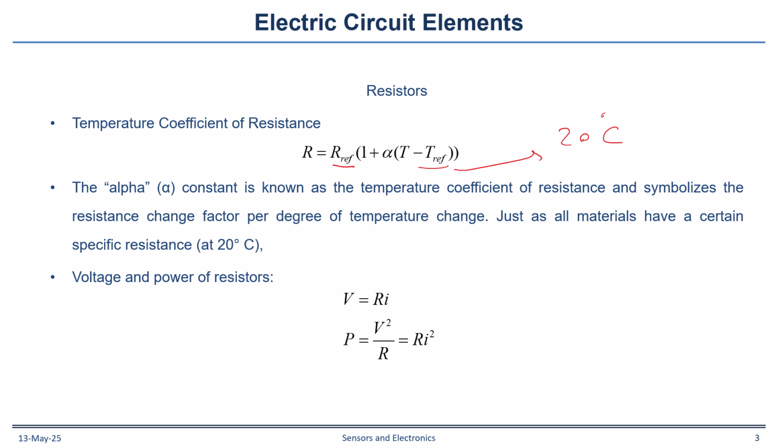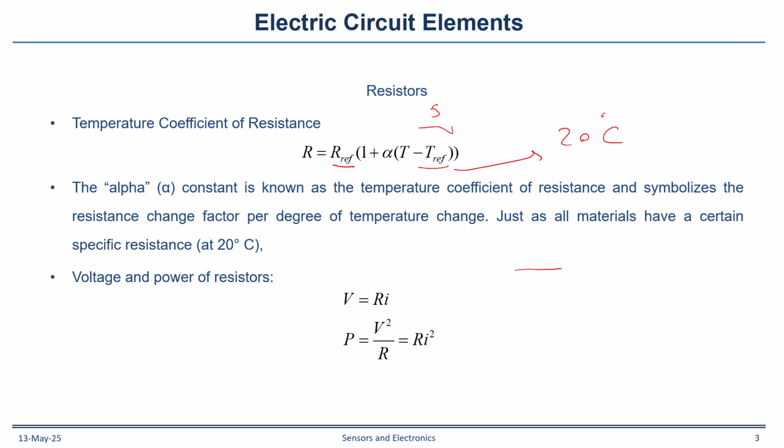So if we have, for example, 25 degrees, then this difference will be 5. And alpha is the temperature coefficient, which depends on the material. So all of these will make a new resistance. We'll have one example about this in the next slide.